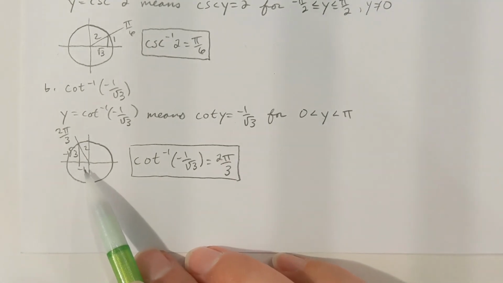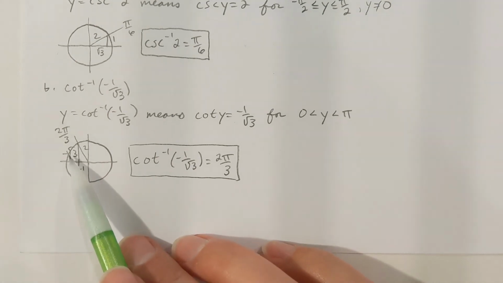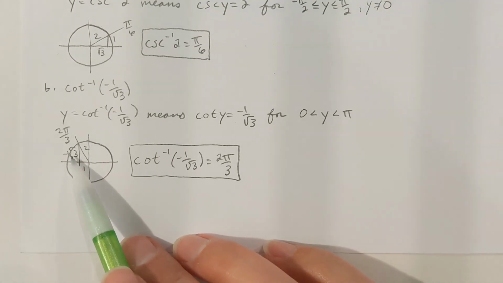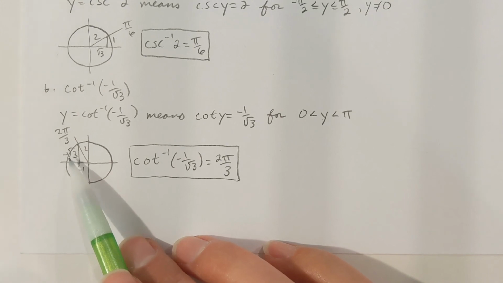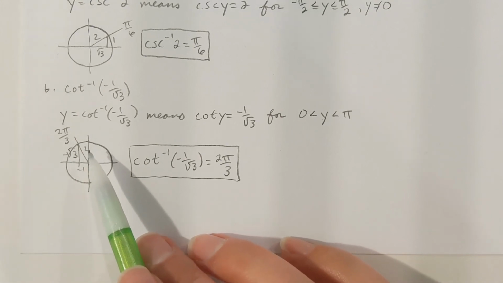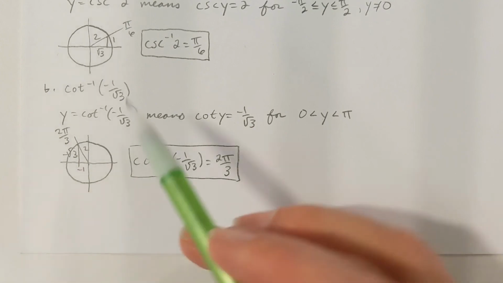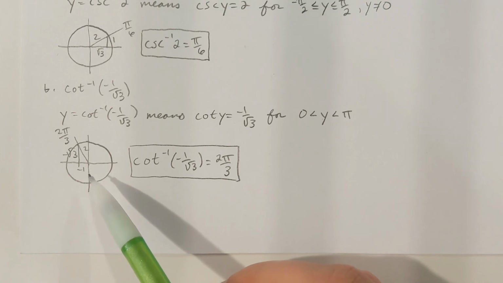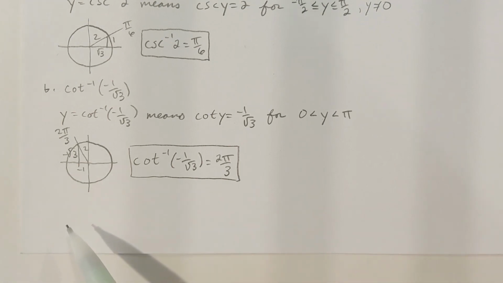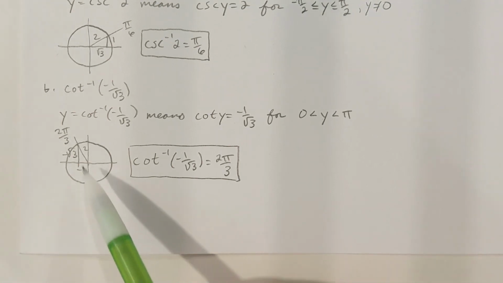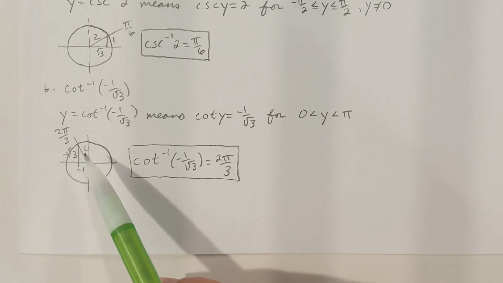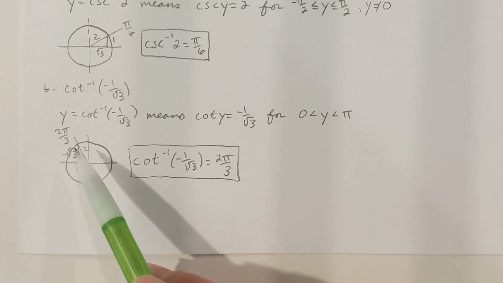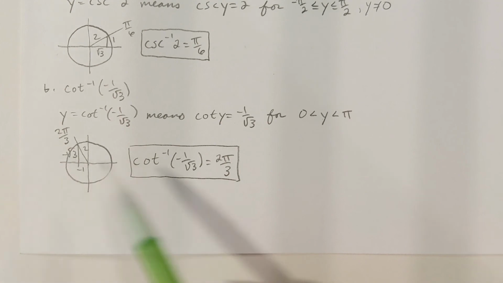The adjacent side is negative 1. The opposite side is root 3. And the hypotenuse is 2. This is, again, one of my common triangles. This is a 30, 60, 90 triangle, but we're in quadrant 2, right? And we're working with a 120-degree angle then, or 2 pi over 3 would be that answer in radian measure.